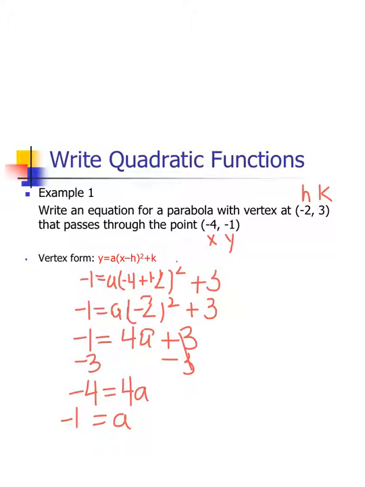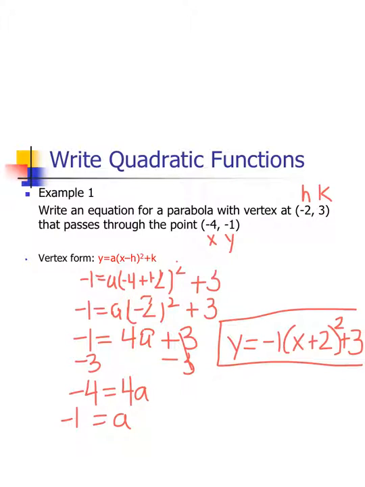This gives us our a, so now we can plug that back into the equation. Again, when you plug it back into the equation, you only need your h, your k, and your a. So you're going to have y equals the a, which is -1, and then x, because it was minus a negative, I'm going to write that as +2, squared, and then we have our plus 3. And there's our equation in vertex form.